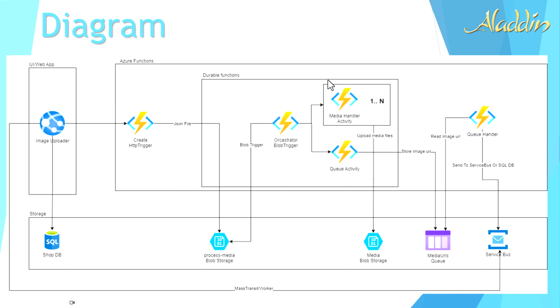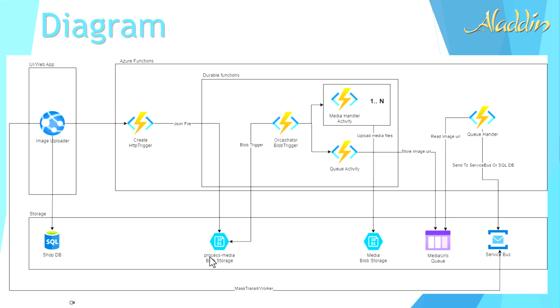The second part is the Azure Function, as you see here, all this stuff here. After we store the product, the image that we uploaded will be converted to bytes or base 64 and sent to the Azure Function. The Azure Function will take that JSON data. It could be one image or two or 10 or 100, it doesn't matter. The first endpoint will take the payload, we'll create it as a JSON file, and we'll throw it in a blob storage called process media.